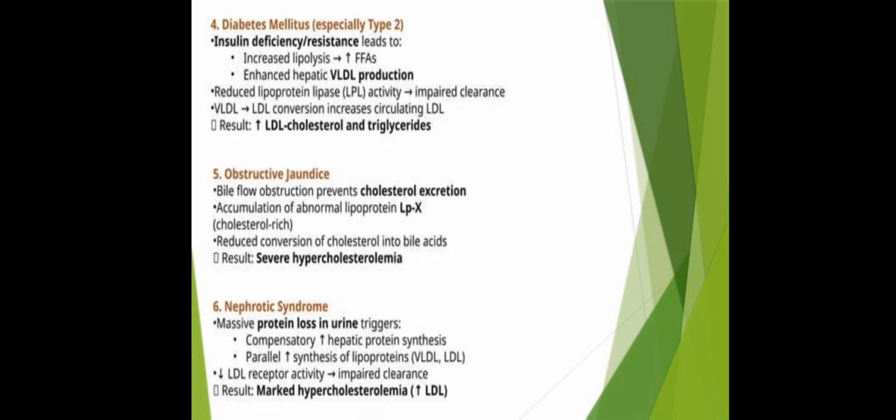Diabetes mellitus, especially type 2 diabetes mellitus, means insulin deficiency or resistance leads to increased lipolysis, that is breakdown of lipids, which increases the free fatty acids and enhances hepatic VLDL production. Obstructive jaundice means there is an obstruction in the bile flow which prevents cholesterol excretion, so there will be deposition of cholesterol and accumulation of abnormal lipoprotein that can cause hyperlipoproteinemia.